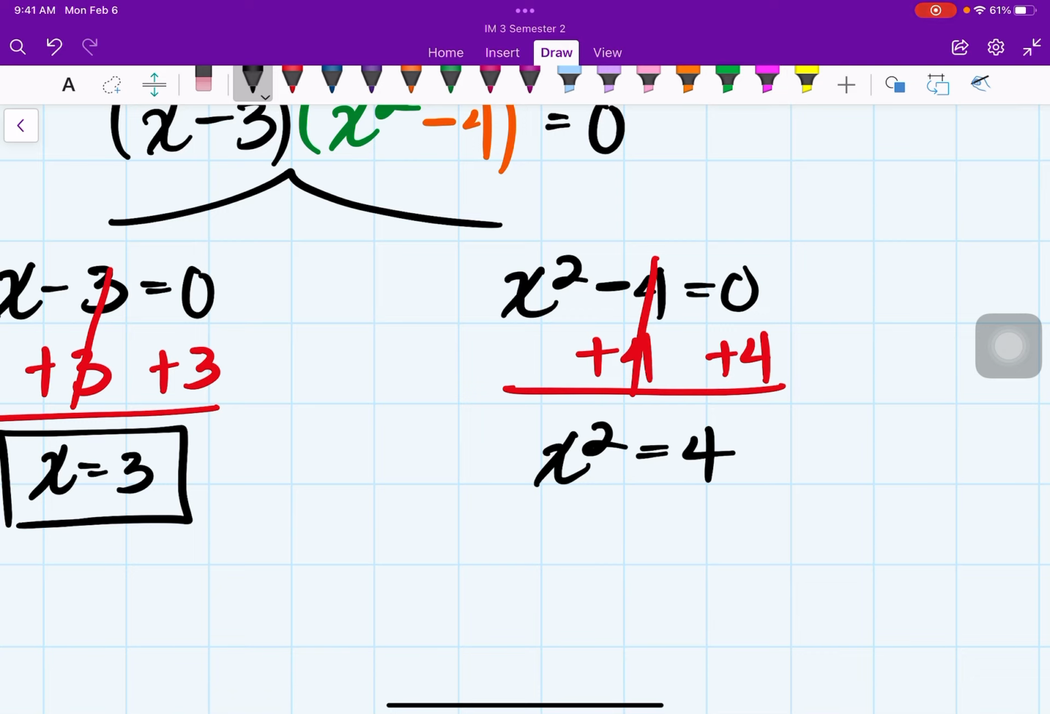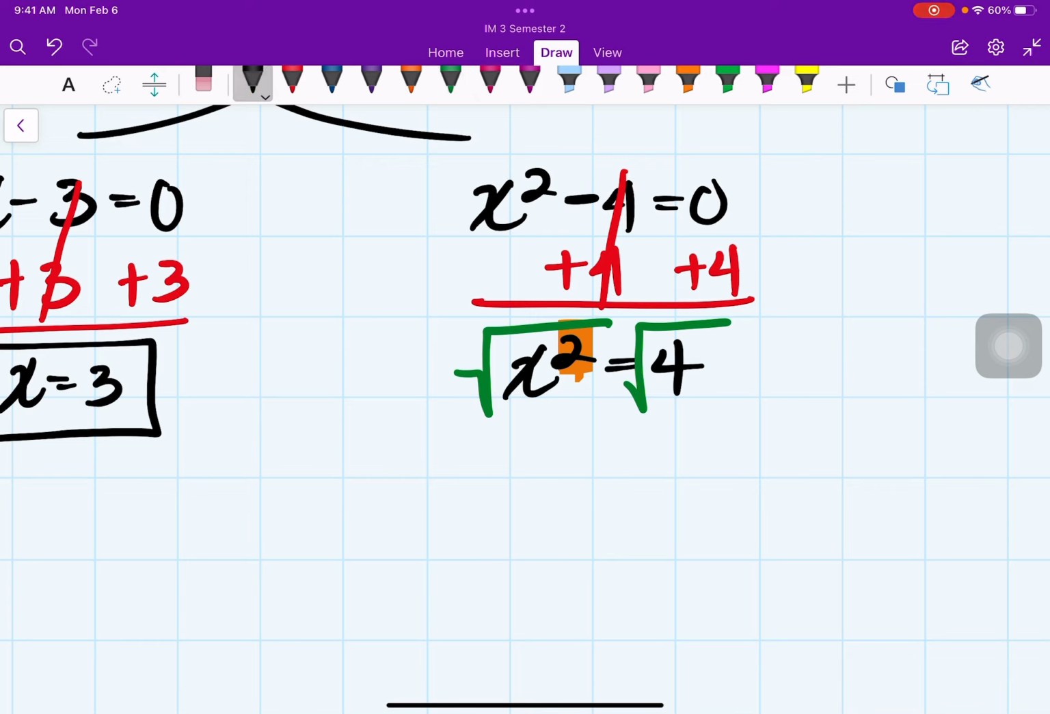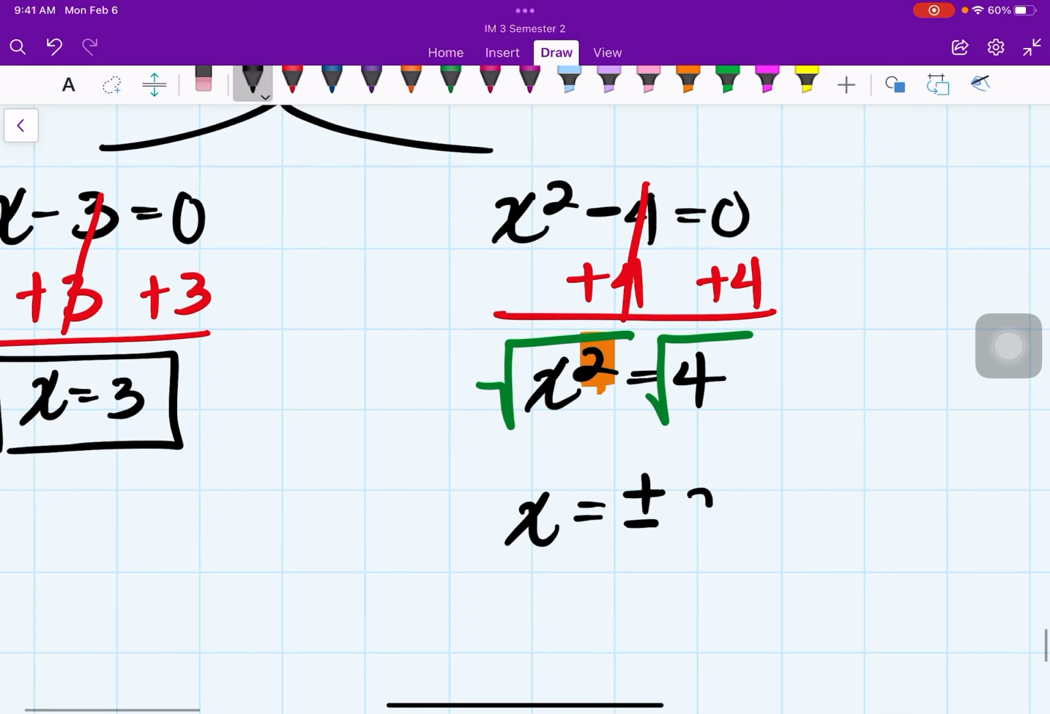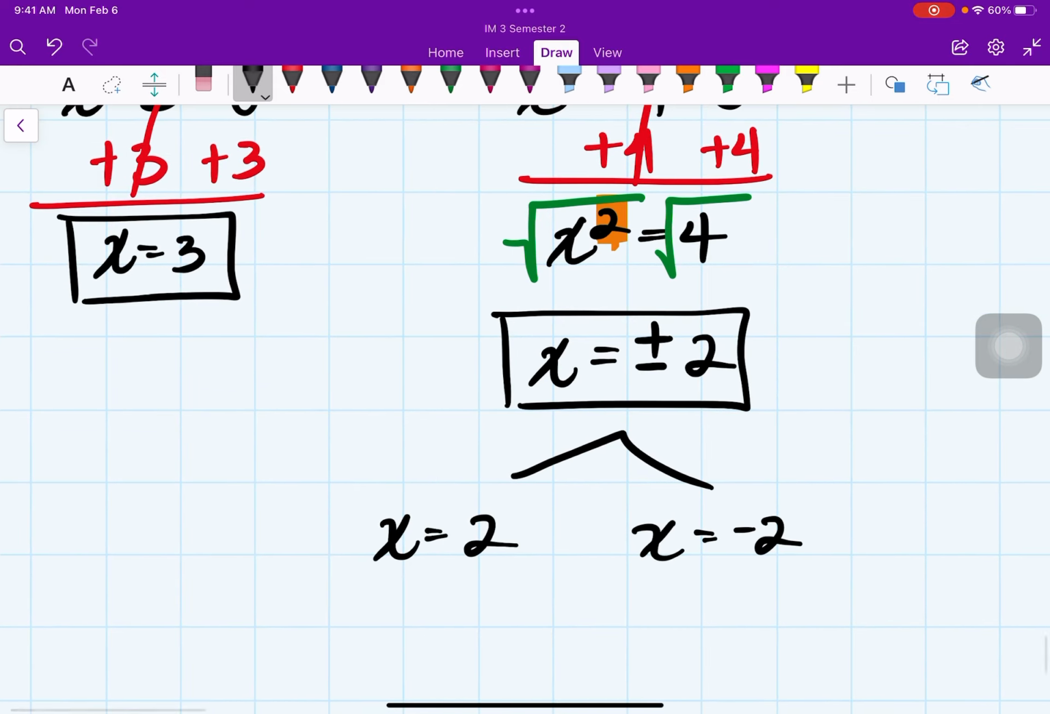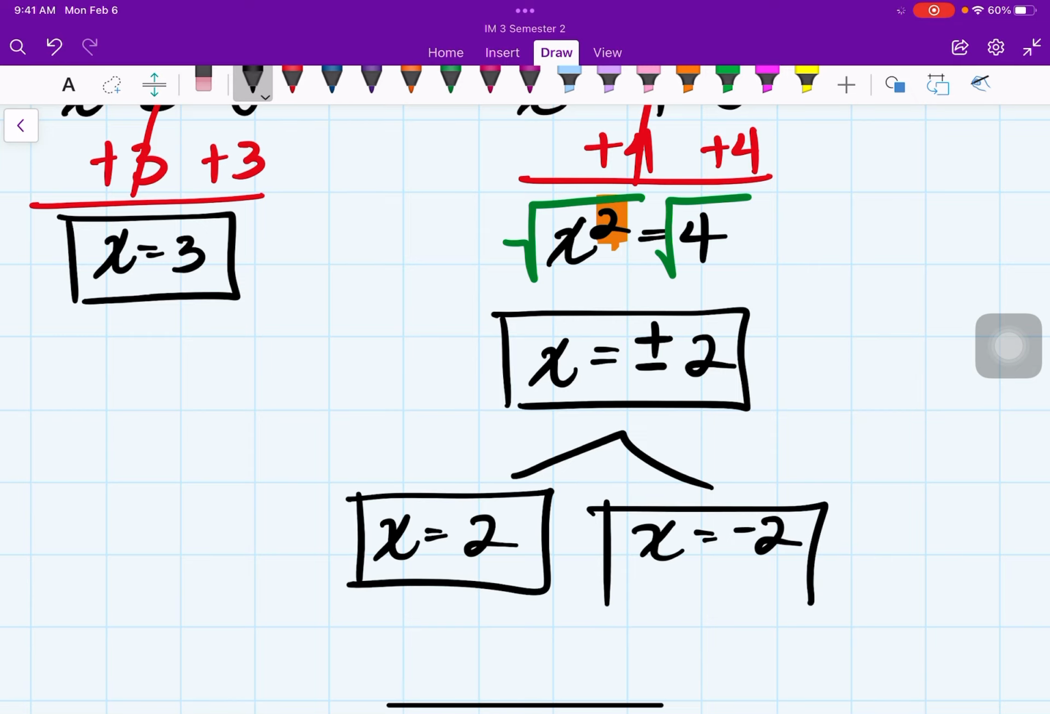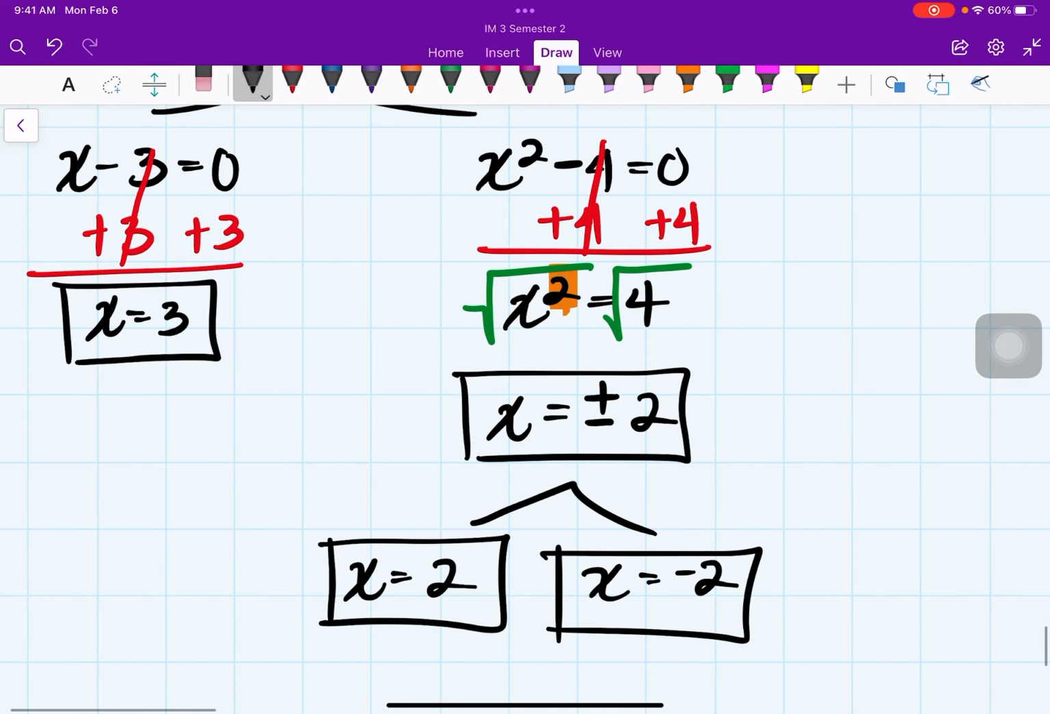Square roots. If I want to get rid of that squared, I need to do the opposite, which is take the square root. So we'll take the square root on both sides. That gives us x equal to a positive or negative 2. Now, positive or negative 2, guys, means that x is going to equal positive 2 and x is going to equal negative 2. Before we say we're done, we still need to check which of all of these are a solution.